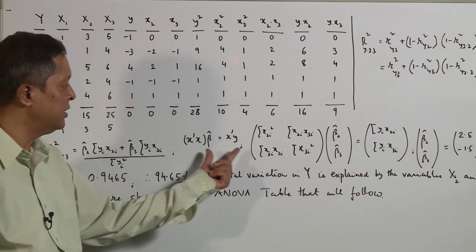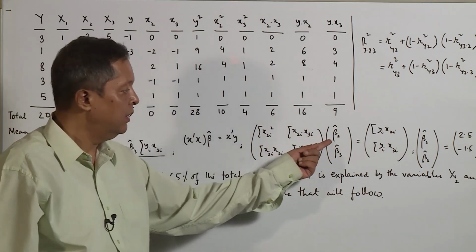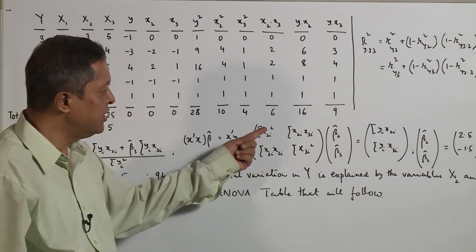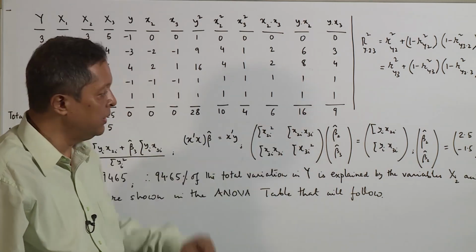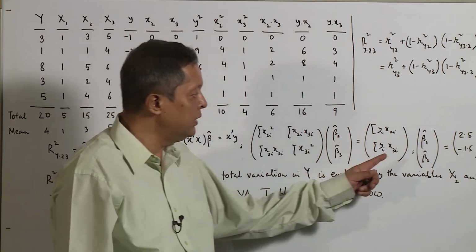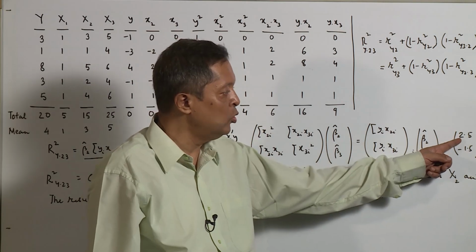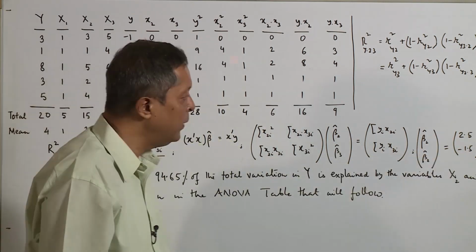So, this matrix is X prime X and beta hat is a vector represented as beta 2 hat and beta 3 hat. So, this is a pair of simultaneous equations. If we solve this pair of simultaneous equations, we come out with the result that beta 2 hat and beta 3 hat are given as 2.5 and minus 1.5.